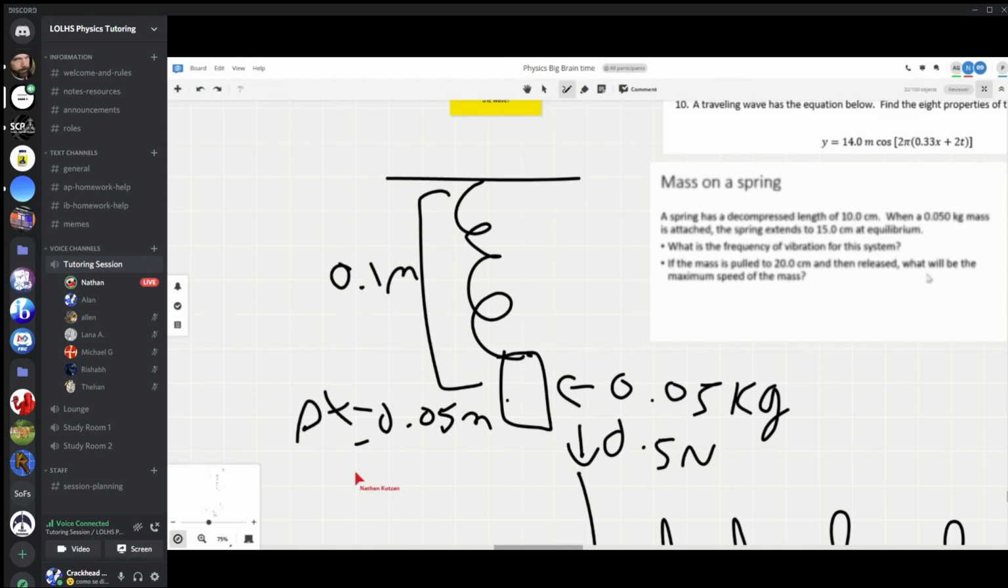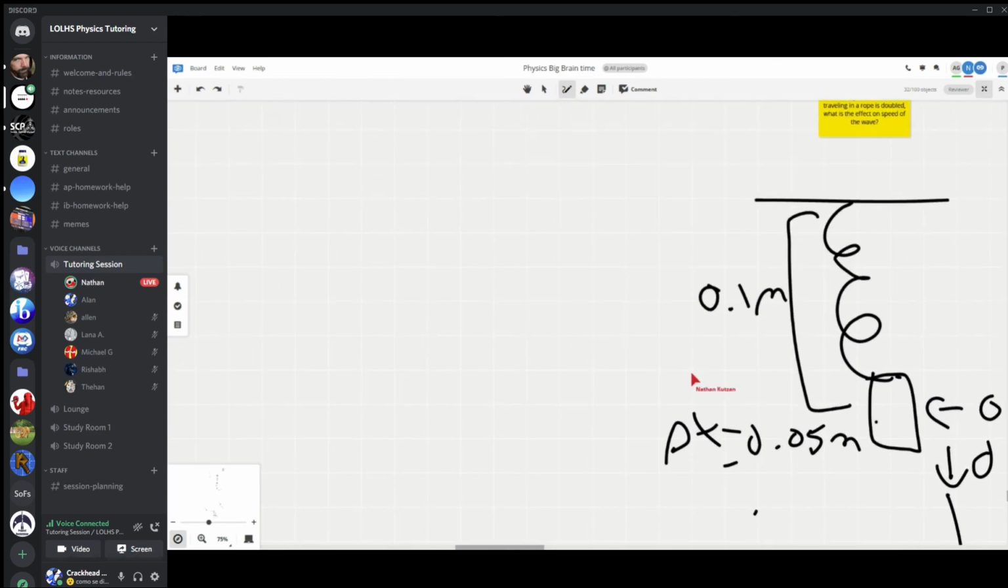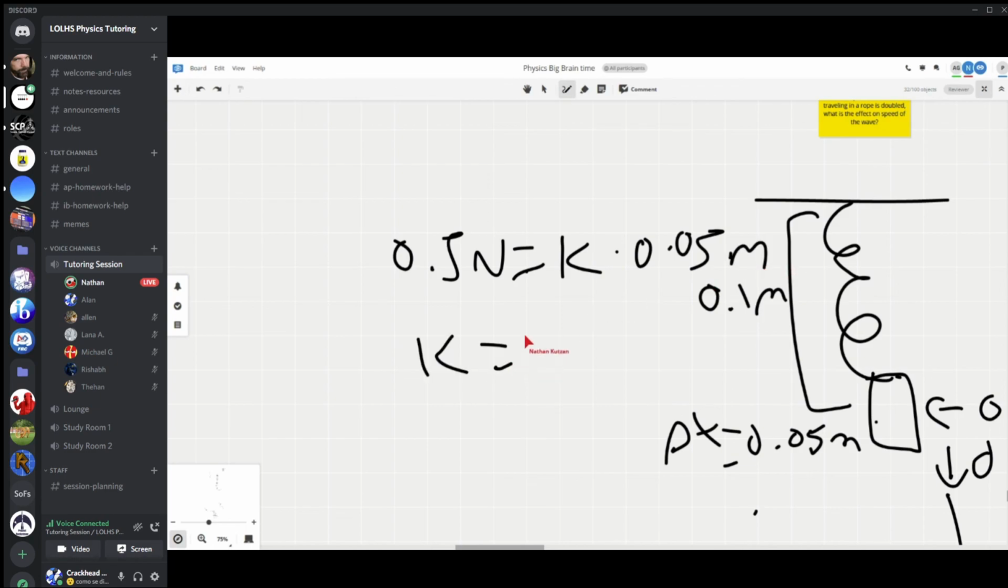So we know that 0.5 newtons is equal to the spring constant times the change in x. I'm going to have to move this over, aren't I? Let's try this. There we go. All right. So we can say that 0.5 newtons is equal to the spring constant times the change in x, which was 0.05 meters. And so we just solve for k, so k is equal to 0.5 over 0.05. So therefore k.